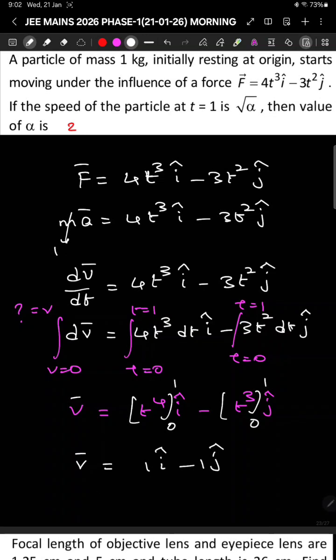You are asked to find the speed magnitude. So the speed magnitude becomes root of 1 plus 1. This becomes root 2. Next one.